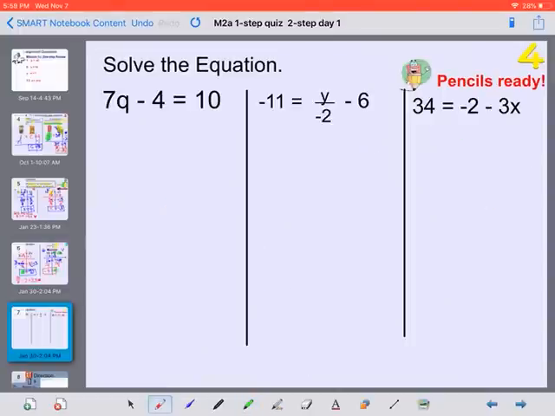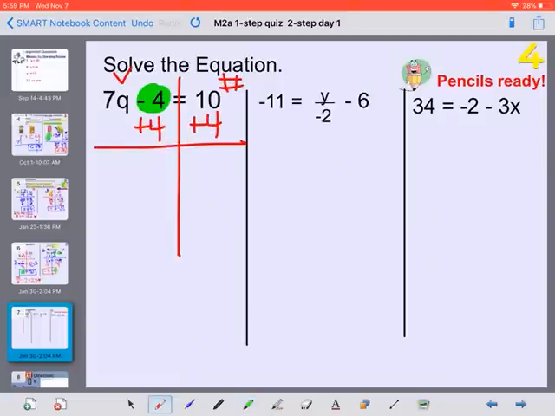Alright, last couple problems. Solving our equation. We need our variables on the left and our numbers on the right for this one. Getting rid of adding and subtracting first. This is just a minus 4, so I'm going to add 4. Add 4. 4 minus 4 eliminates. So I have 7q equal to now 14. 10 plus 4 is 14.